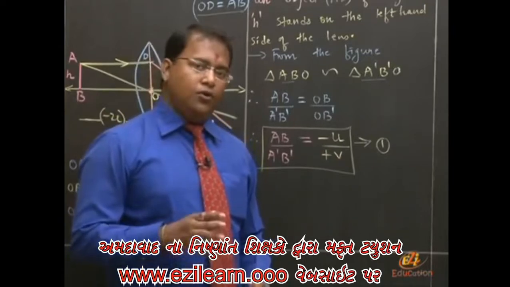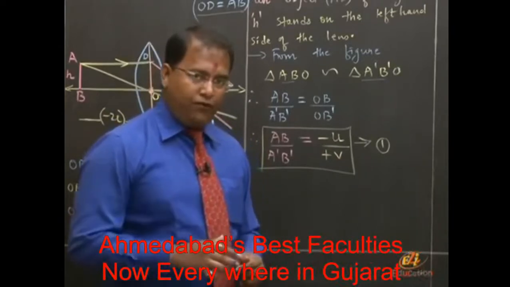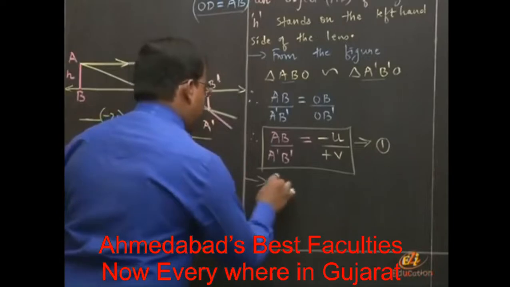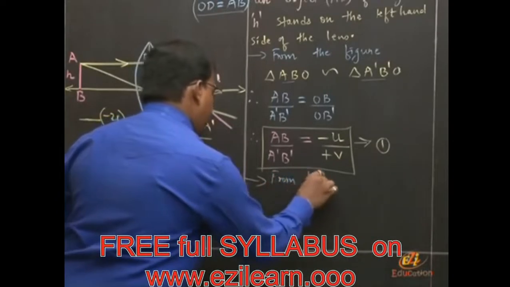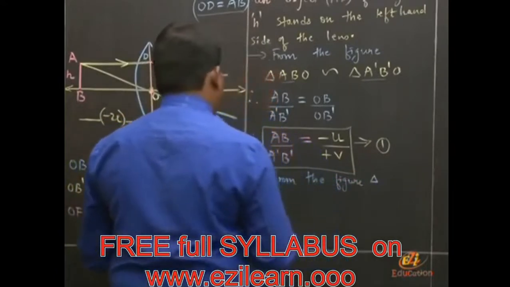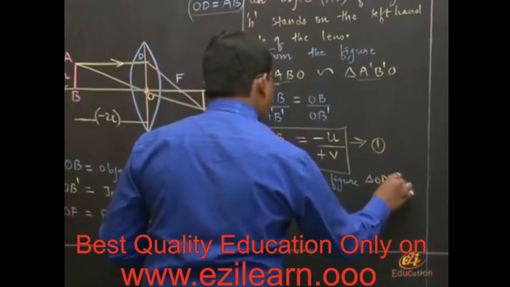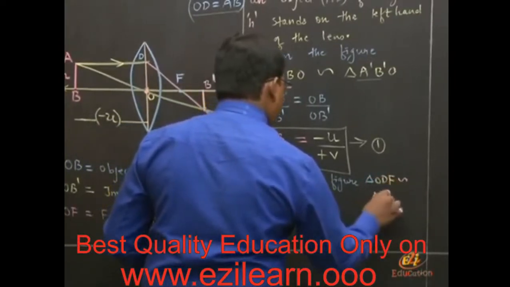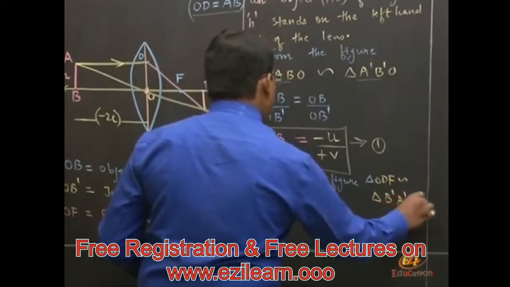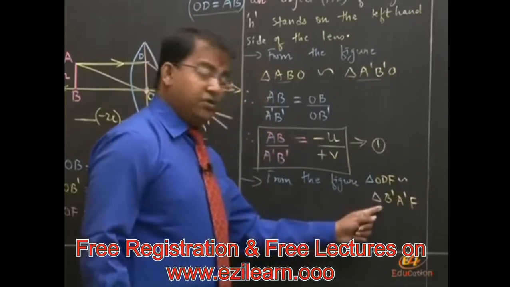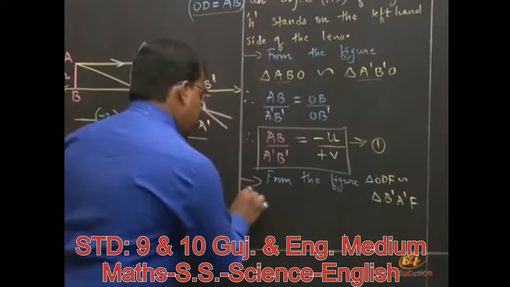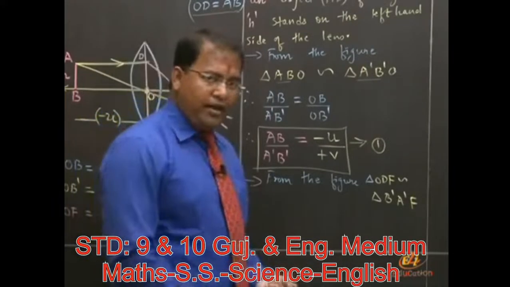Next step will be your second group of triangles, the second pair of triangles, whose names you need to learn. From the figure, triangle ODF is similar to triangle B'A'F. Triangle ODF is similar to triangle B'A'F.